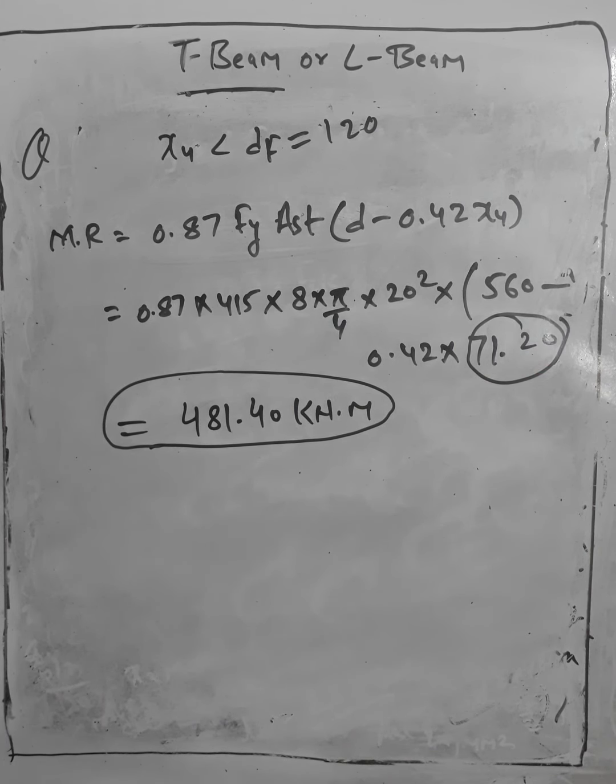These two are asked in one question. So in this question we have a change. In our previous question the BF value, means the effective width of flange, was given, but in this question we have to find the effective width of flange. So this type of question can come for finding the moment of resistance of a flanged beam or T-beam.